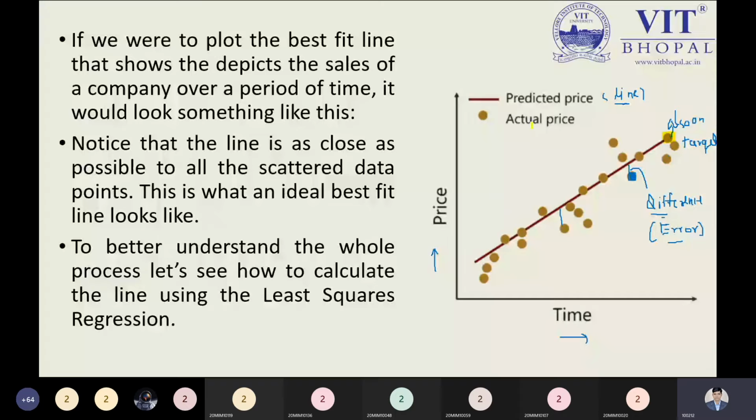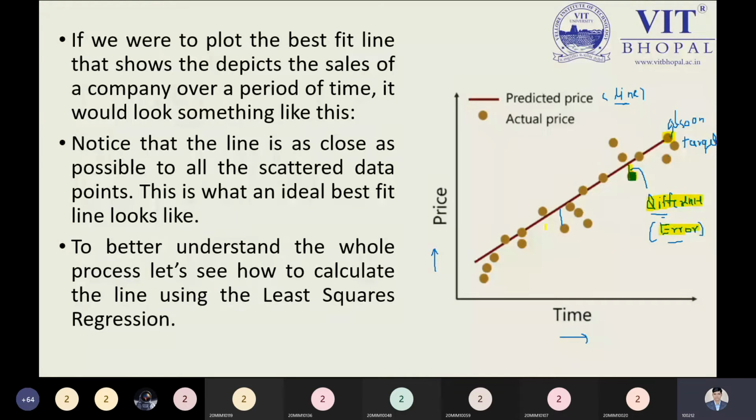But when we look at this data point which is over here, I'm marking it here. See, here we have the gap. That's why I've written the differences. This is the difference we are getting. I'm highlighting this word differences, and this difference is also known as the error.